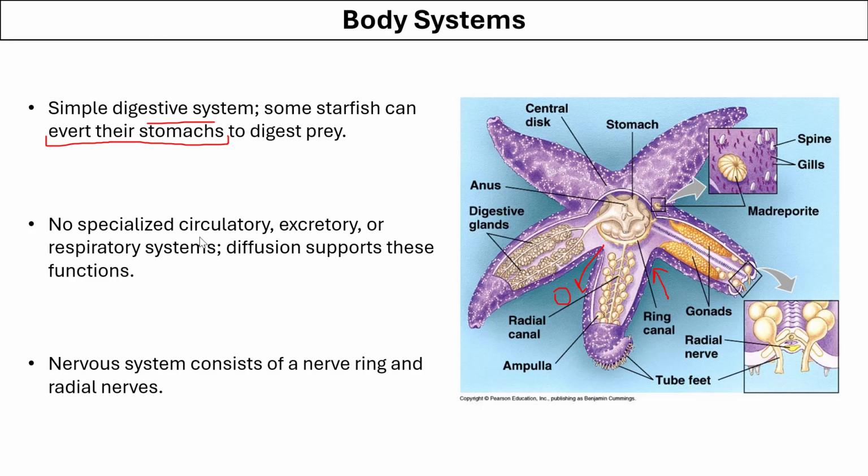These animals do not have a specialized circulatory, excretory, or respiratory system. The gaseous exchange takes place through the process of diffusion. They have a nervous system that consists of nerve rings and radial nerves spread all over their body.